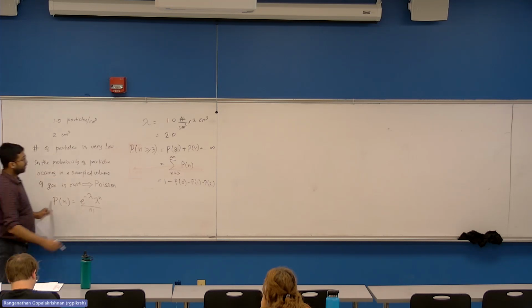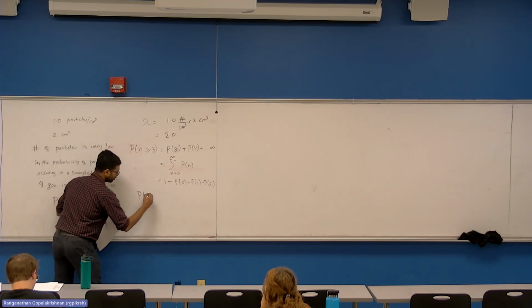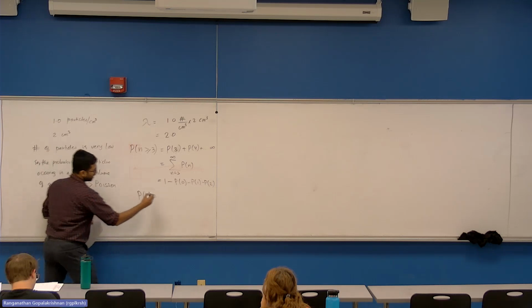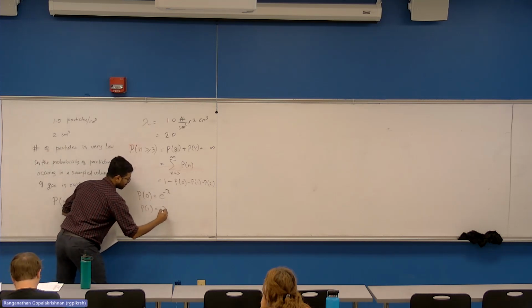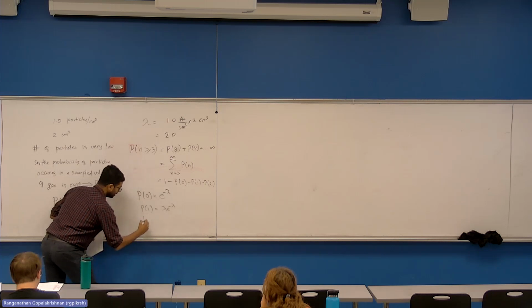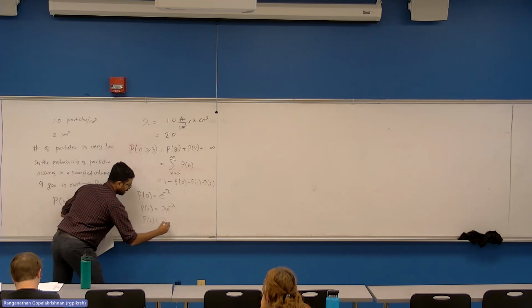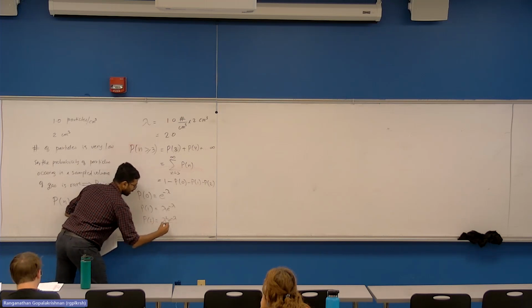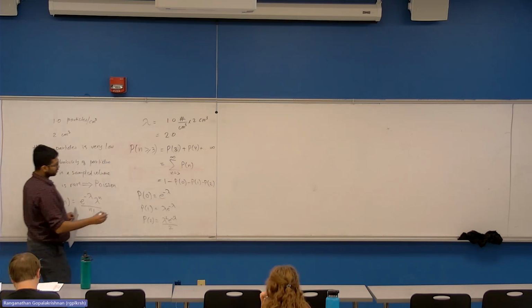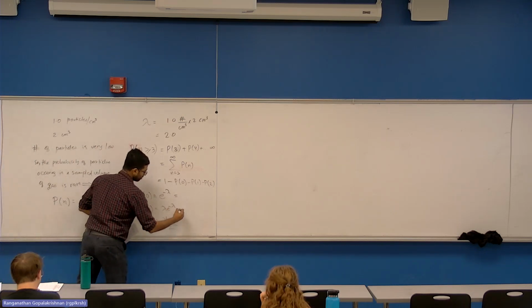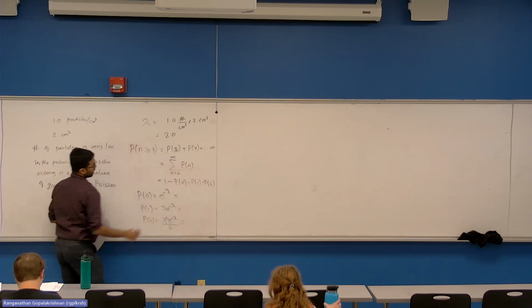So what is p of 0? P of 0 would be e power minus lambda. P of 1 would be lambda e power minus lambda. P of 2 would be lambda squared e power minus lambda over 2. So you need to plug in lambda equals 2, get these numbers and put them back here.